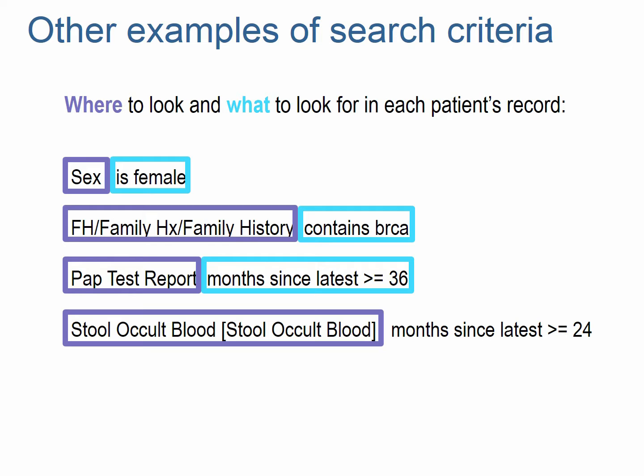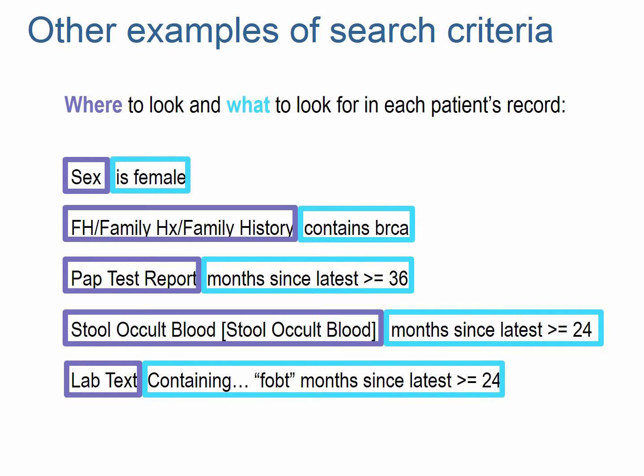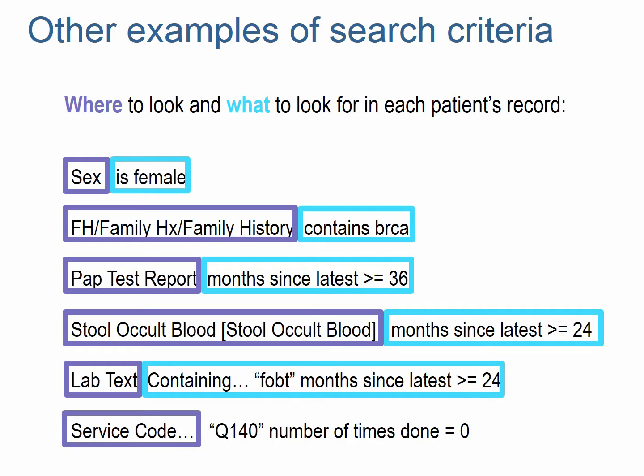The what to look for always defines the rules of the search. This is telling you what data you wish to include in your search results. In the first line, we will only include patients whose sex is defined as female. In the third line, we are only including patients who have no record of a PAP test report in the last 36 months.